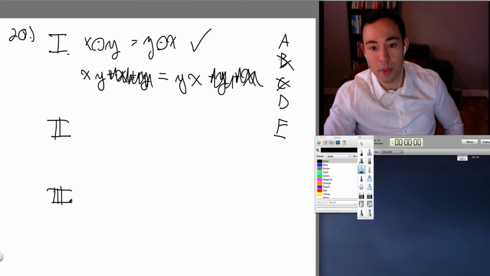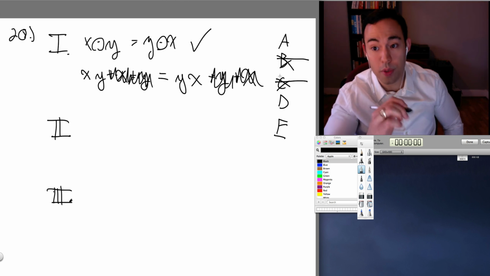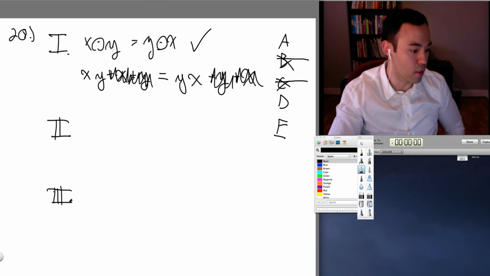We already have eliminated 2 answer choices. If you get stuck right here, you should at least guess, because if you can eliminate at least 1 answer choice with 100% confidence, then it's in your best interest to guess, statistically speaking.